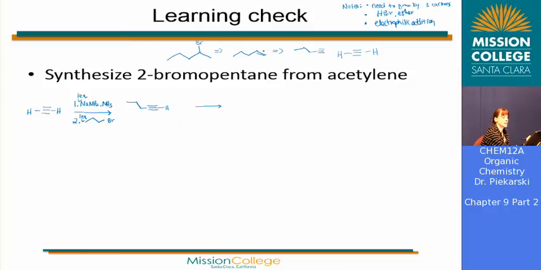Then what do I need to do to get to an alkene? Good. Maybe you said hydrogen and Lindlar's catalyst, or you could have done lithium and ammonia. Excellent. And then finally, what's the last step here? HBr and ether to give you the product. Good, excellent.